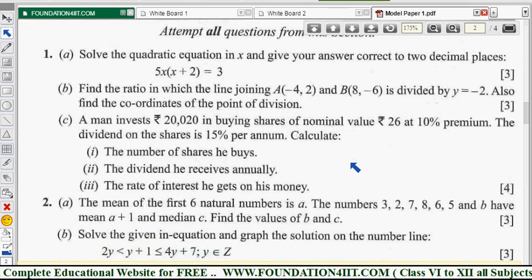So first question, first one is A. Solve the quadratic equation in x and give your answer correct to two decimal places. So this is the quadratic equation: 5x into x plus 2 is equal to 3. By simplifying this, we need to find out the value of x correct to two decimal places. That means you need to apply the formula of quadratic equation.